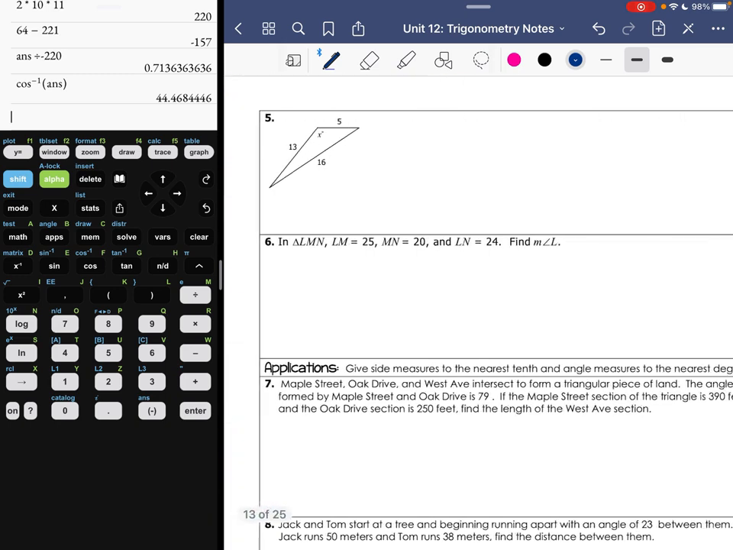Okay, let's go on to the next page and do these other triangles. Same setup. You got all the sides. You're trying to find an angle. The angle that we're trying to find is across from 16.